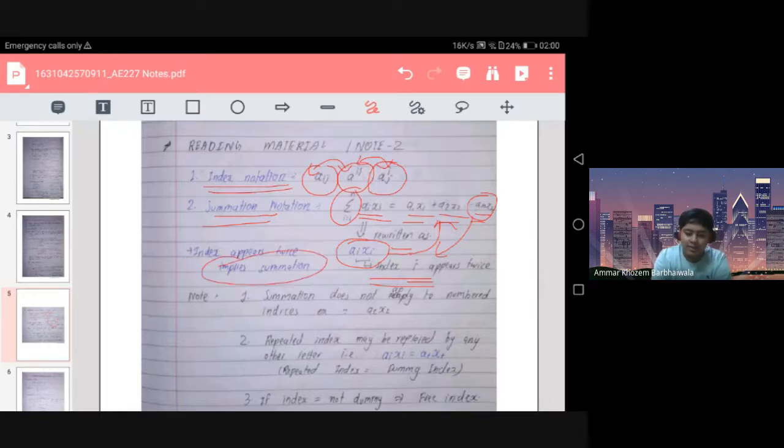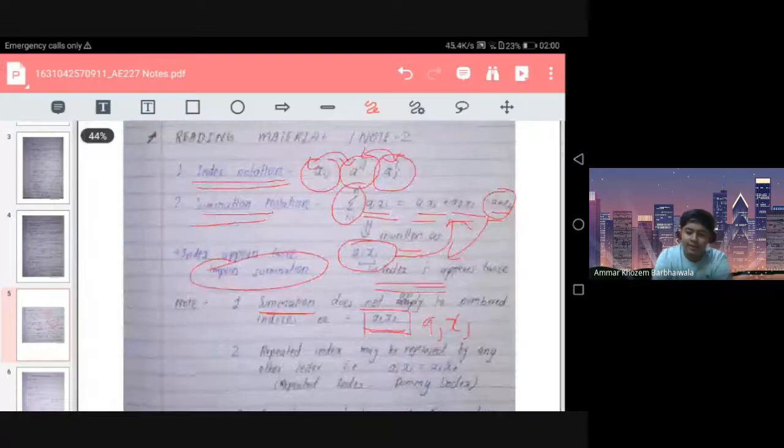So obviously summation does not apply to numbered indexes. Like if I write a2 x2, then it does not mean anything. It just basically means the term a2 x2. It does not mean that I would sum over a2 x2. If instead I write aj xj, then that would mean I would have to again sum over all a_i x_i, right? And also there is this thing that repeated indexes may be represented by any other letter. So like if I write a_i x_i, then that would also be equal to a_j x_j. Like I can basically replace i with j.